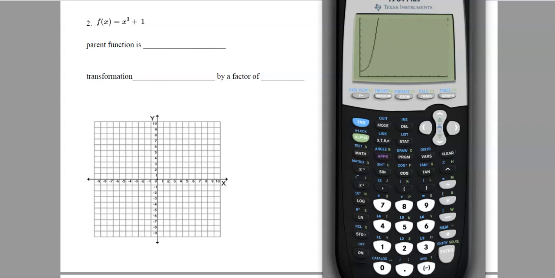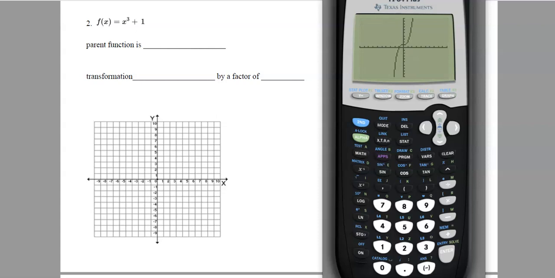Let's graph it. Oh, we're only seeing part of it because of our window. So I'm going to go back to my window, and I'm going to change it from -10 to 10. And I'm going to go back down and change that one, -10 to 10. And now hit graph. Oh, and there we go. Now, maybe let's look at the table.